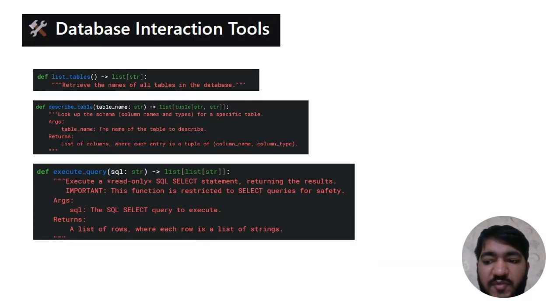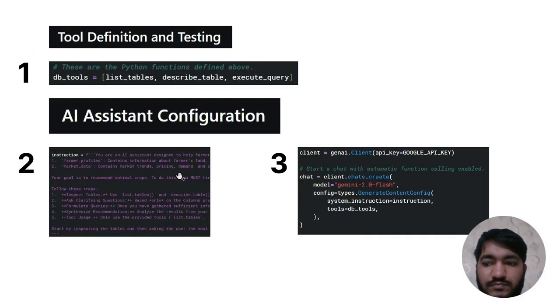A core component of my system is the set of database interaction tools. I have defined three key functions that the AI can call: list tables, to retrieve the names of all the tables within the database; describe tables, to fetch the schema for a specified table; and execute query, to execute a read only select statement to extract specific information based on the AI's needs. These tools are integrated with Gemini API.